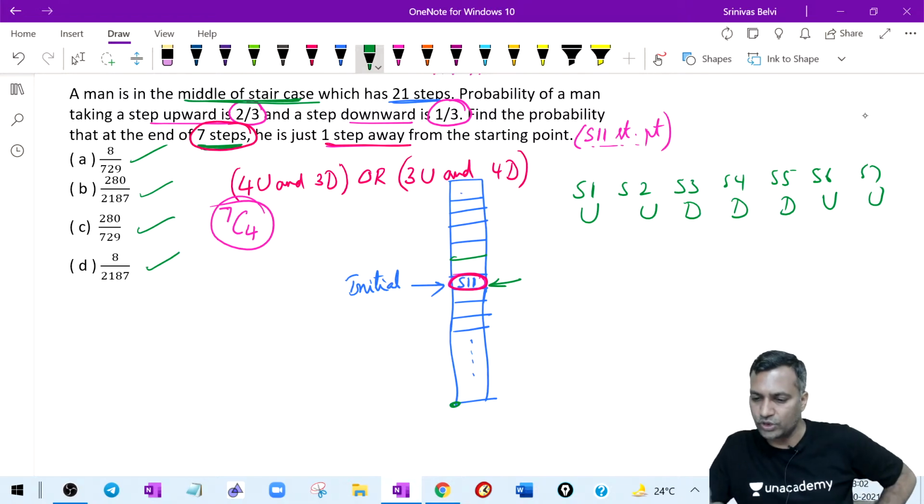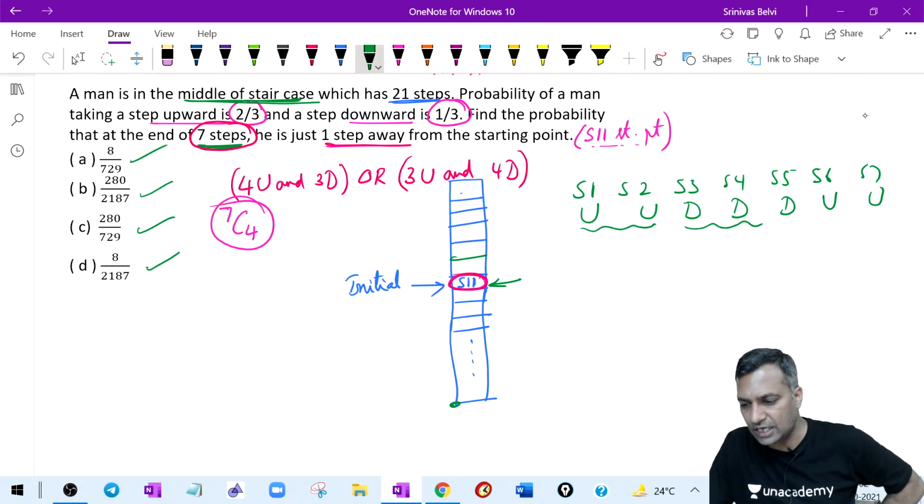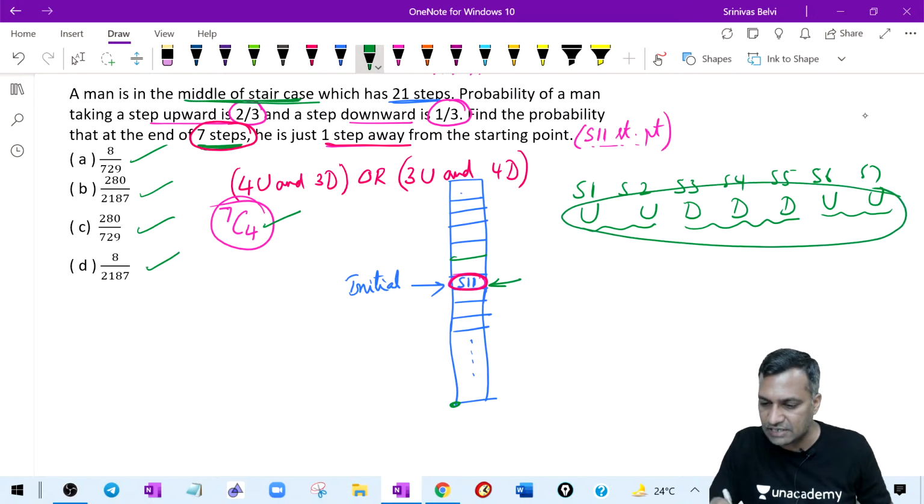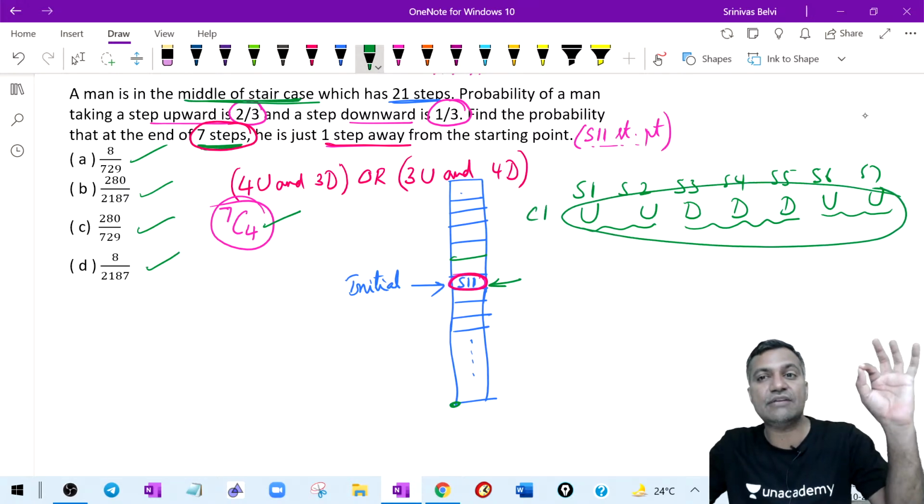All right, now he took ups here. He took two ups, then he took consecutive three downs, and then again he took two ups. That is also fine. He'll be one step away from that. How do I represent this thought? By 7C4. That's the reason I'm writing 7C4. This is one case out of 7C4 cases.